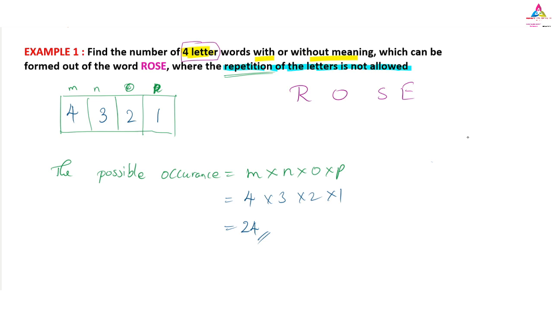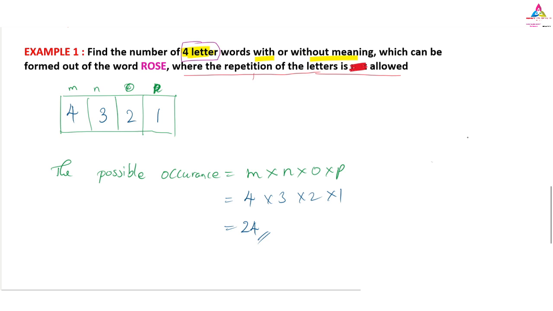But here you may have one question. What if, instead of repetition of letters not being allowed, they had given that repetition of letters is allowed? In that case, how many possibilities would be possible? I am talking about the case where repetition of letters is allowed. Let us go through it.